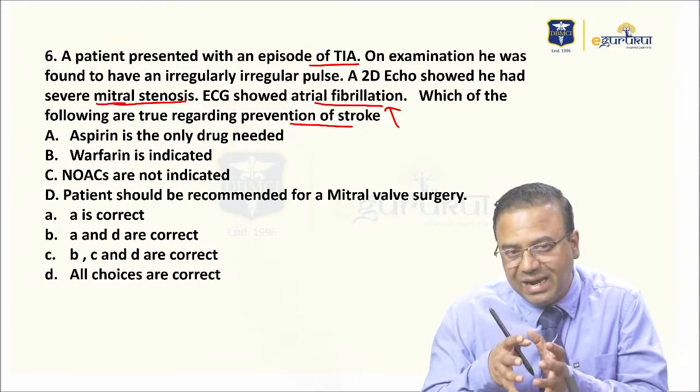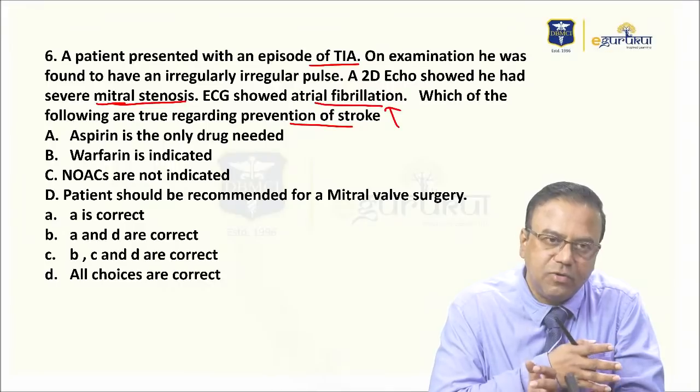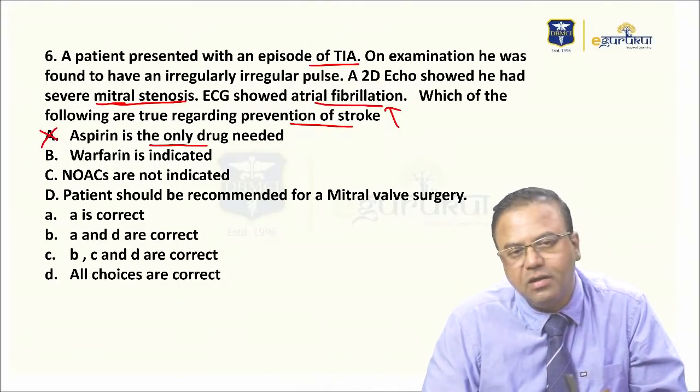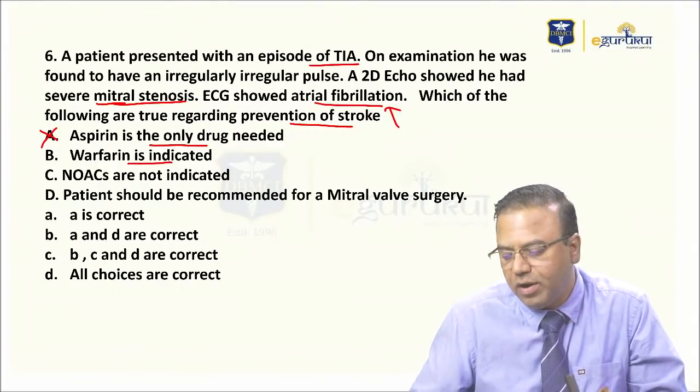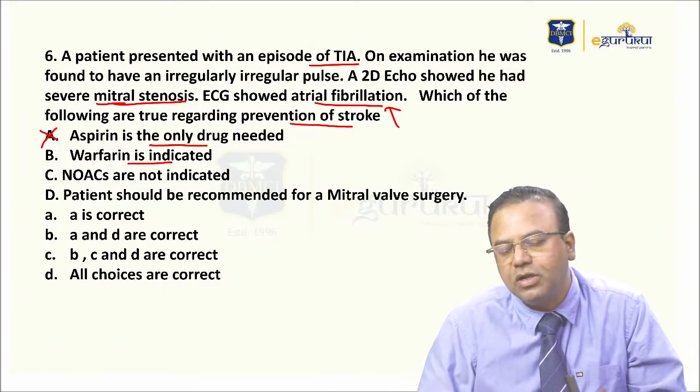When you have stagnant blood anywhere, that is a clotting problem. So antiplatelet drugs will not have much benefit there. So aspirin alone is definitely never going to be the answer. So this is a false statement. Warfarin is indicated, and this is the important point that we know for sure. Once you have atrial fibrillation, the patient should be on anticoagulation.